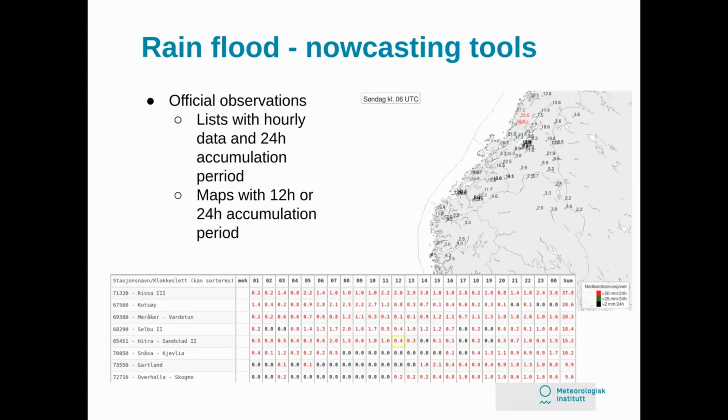And of course, we use observations. We have two ways of showing them. One is lists on a website internally, where we get hourly data and 24-hour accumulation period. And we can show them in our visualization tool, Diana, with 12-hour or 24-hour accumulation period, which is not so great for the rain flood. So then we mainly use these lists to get hourly data.